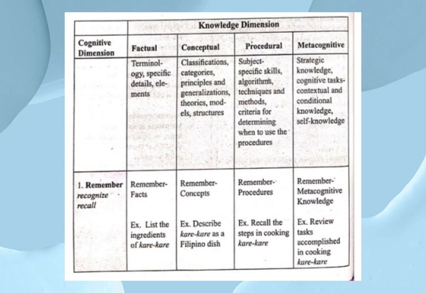Procedural, subject-specific skills, algorithms, techniques, and methods, criteria for determining when to use the procedures. Remember procedures, example, recall steps in cooking kare-kare. Metacognitive, strategic knowledge, cognitive task, contextual and conditional knowledge, self-knowledge. Remember metacognitive knowledge, example, review task accomplished in cooking kare-kare.